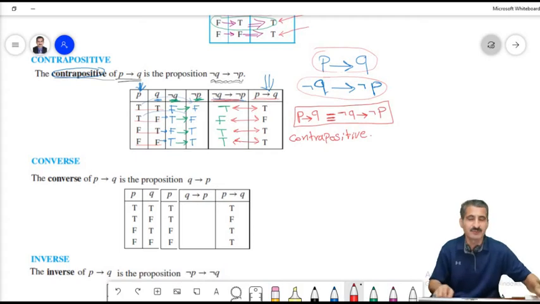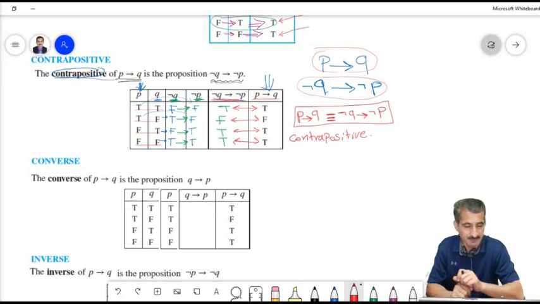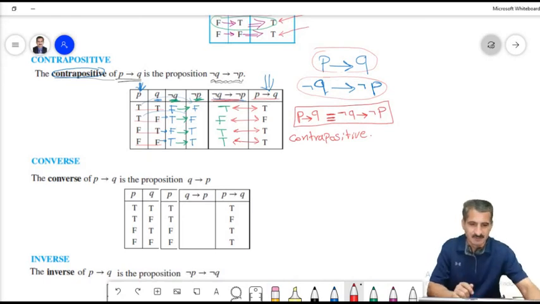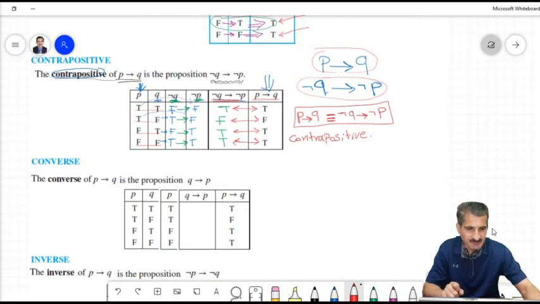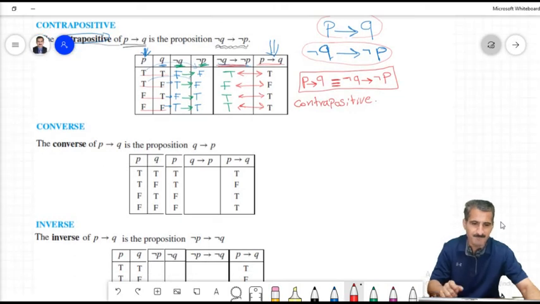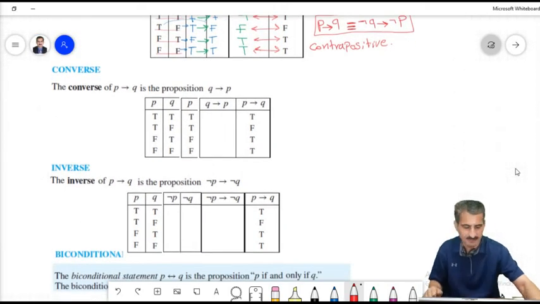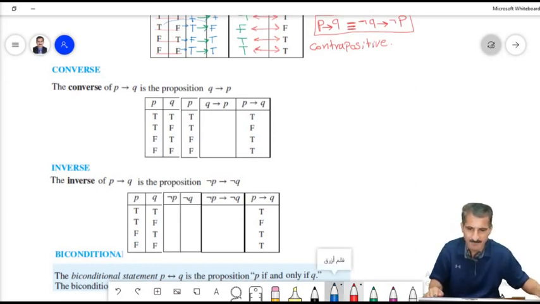So the conditional statement is equivalent to its contrapositive. Okay? And we will go back to the examples we have just seen and apply that. But before we do so, let's see more definitions because we want to apply them all together.